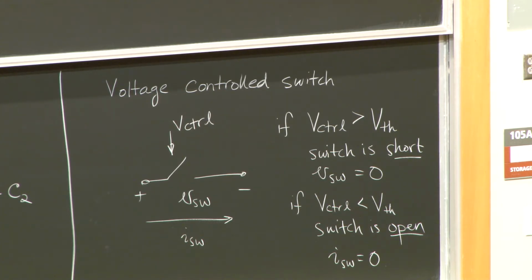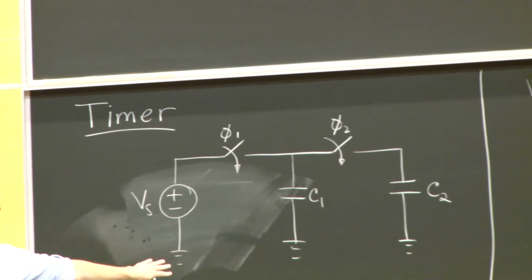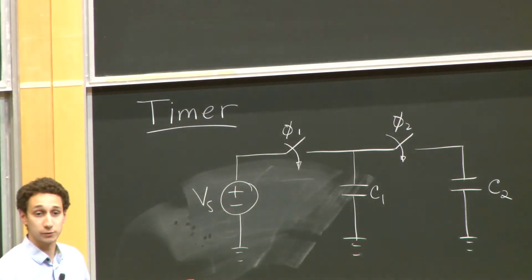But now the question is, how exactly do we want to make this circuit work so that certain switches are on in phase 1 and certain switches are on in phase 2, given the fact that we say they're voltage-controlled switches?